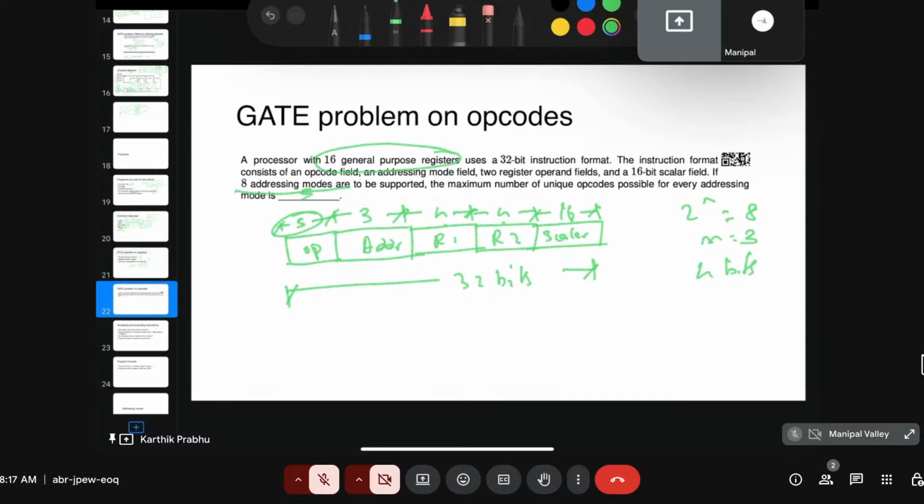Wait, maximum number of unique opcodes for every addressing mode. Okay, so this you should be reading as well. Maximum number of unique opcodes possible for every addressing mode. So does this mean every single addressing mode or all modes? Wait, let us find out. Sometimes GATE questions can be vague on wordings.